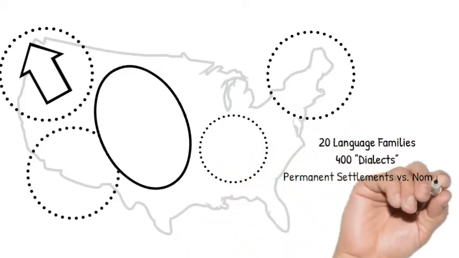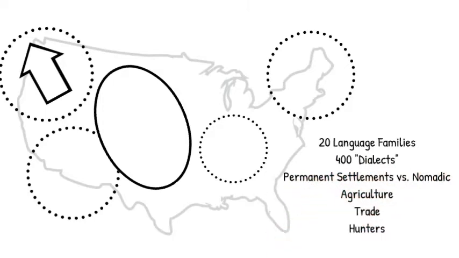Believe it or not, there were 20 different language families, including 400 dialects amongst the Native American tribes, and just as many cultural differences. While they shared similarities, not one tribe was exactly like the other.